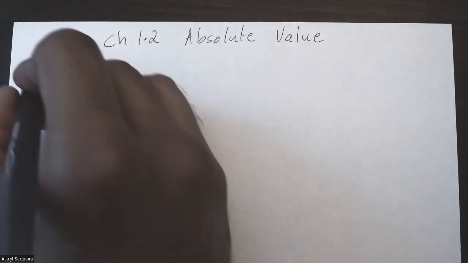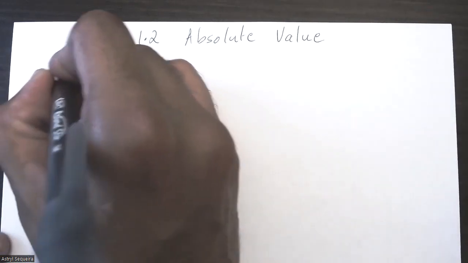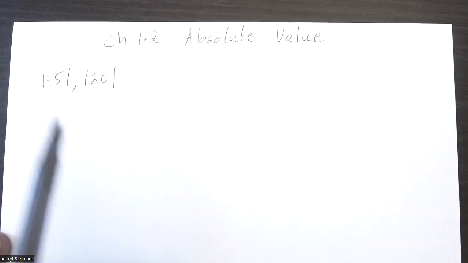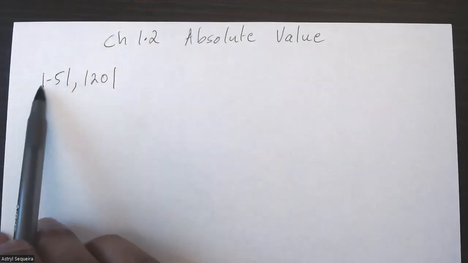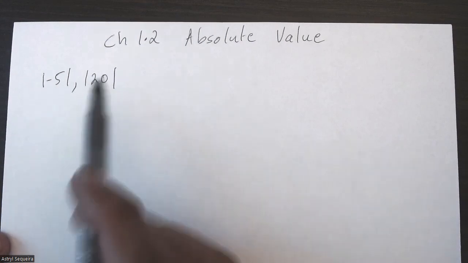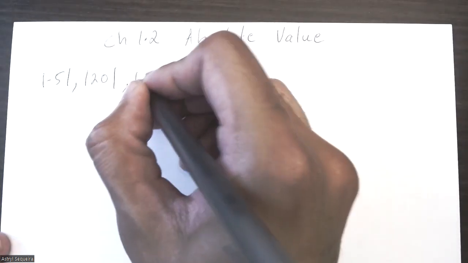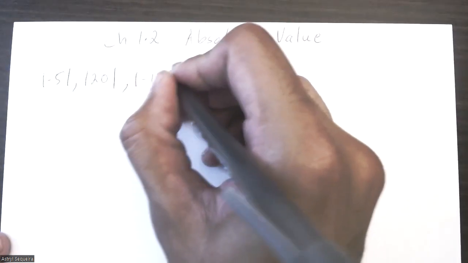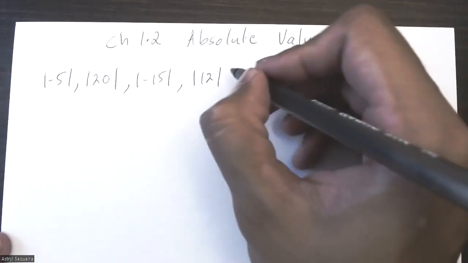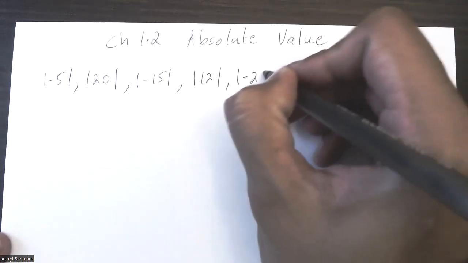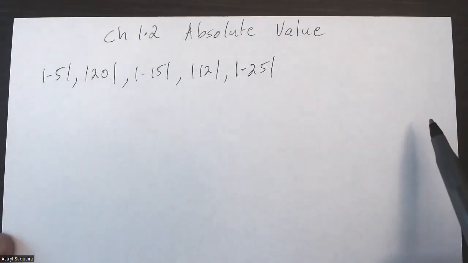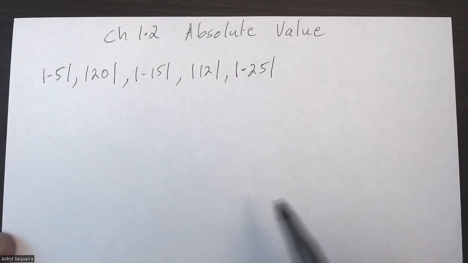So the first example gives us a question where we have a couple of absolute values. And absolute value is just like these two straight lines. This is the absolute of -5. This is the absolute of +20. And we need to rearrange these values from smallest to greatest. So let's just understand what the absolute value is here.